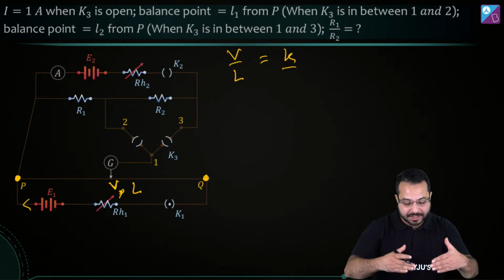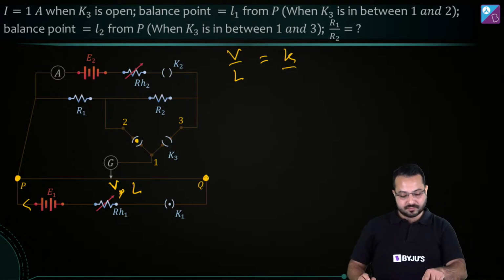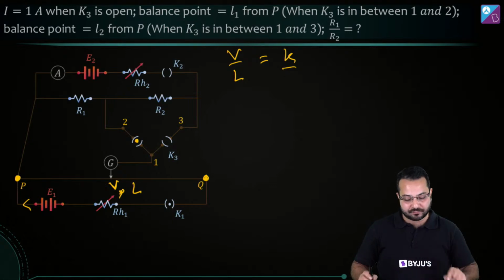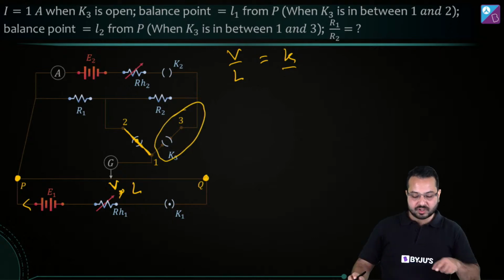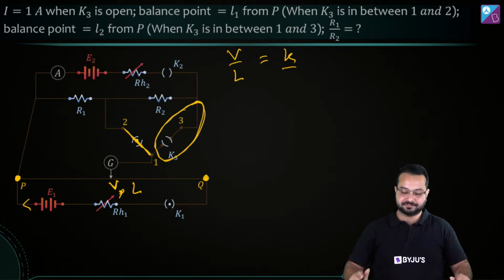Alright, now let's look at the circuit above. Now what we have done is we have connected point 2 and 1. We have closed the key between point 2 and 1, so this branch is connected. Now this branch over here is open. This key is not closed, so we don't need to worry about this branch. Just let it be.